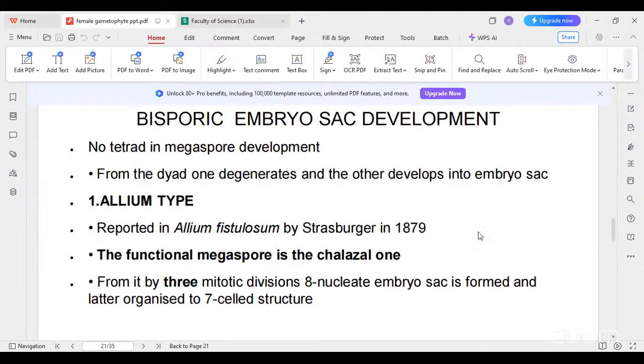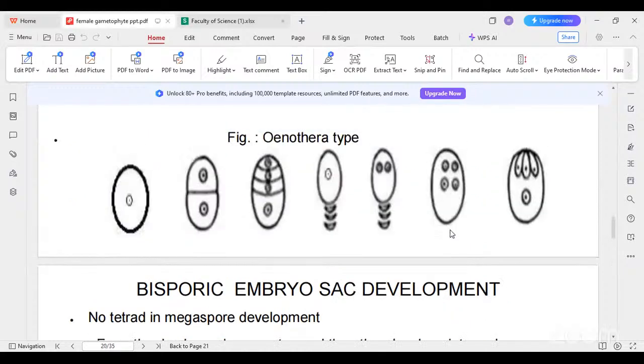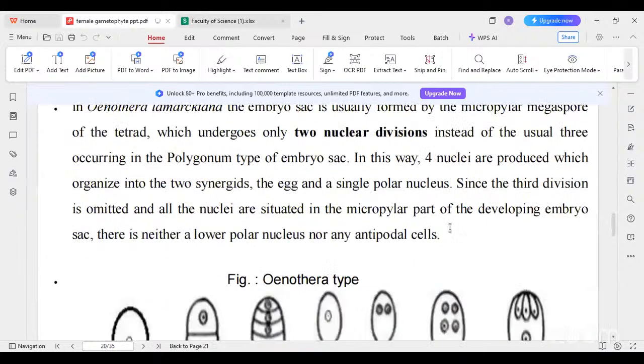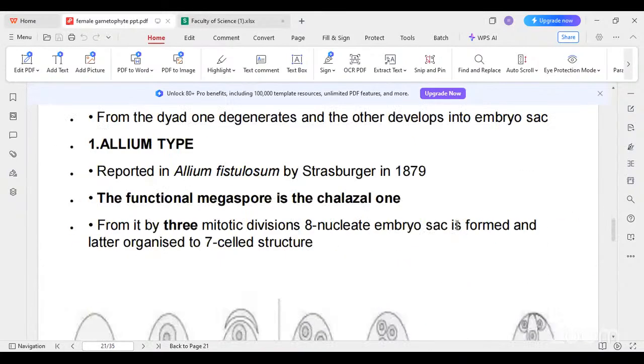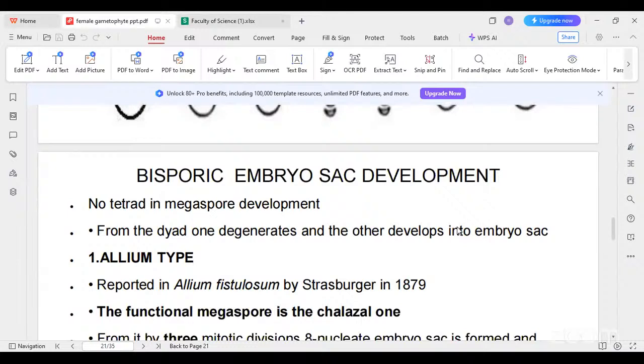The second one is the Oenothera type. Oenothera lamarckiana is the example, and polygonum is the other. The second embryo sac is the Oenothera type. Coming to the next one, the bisporic embryo sac. In bisporic embryo sac development, a tetrad is not formed in megaspore development.